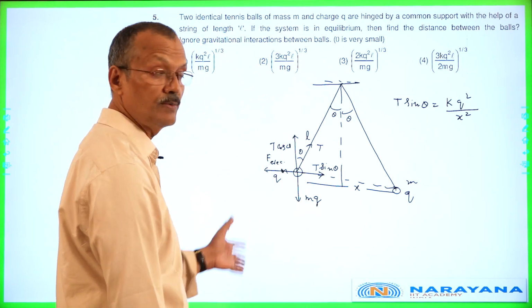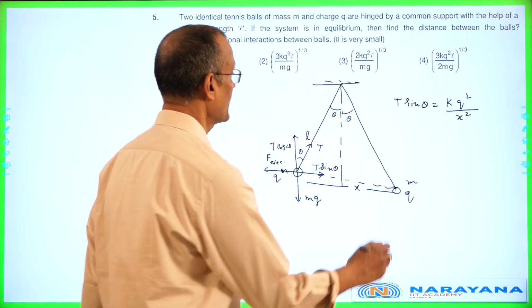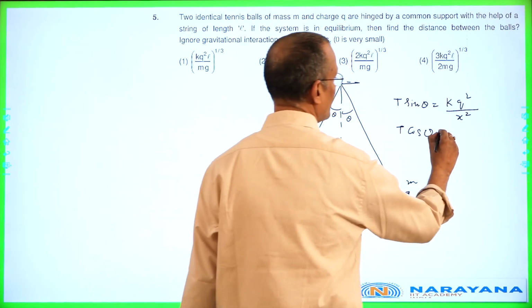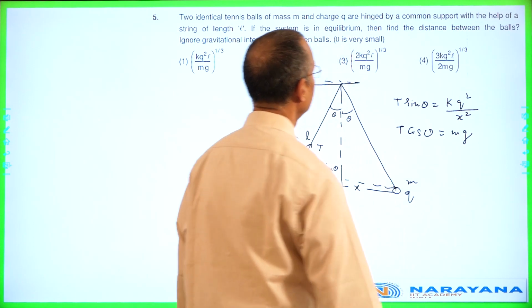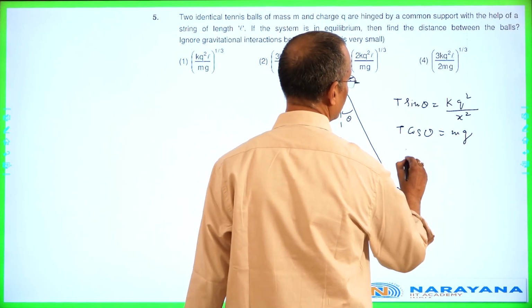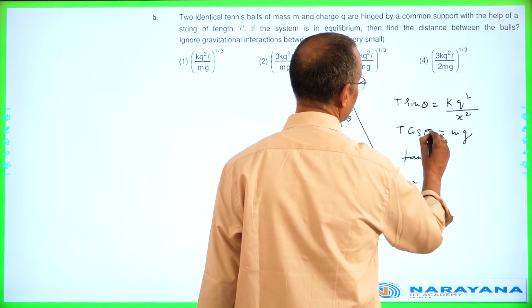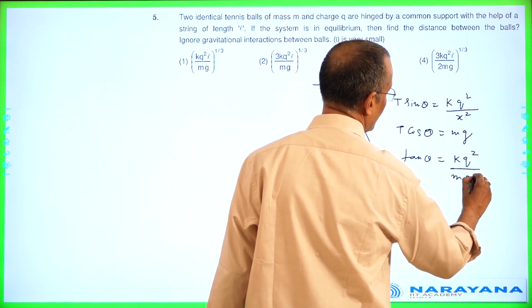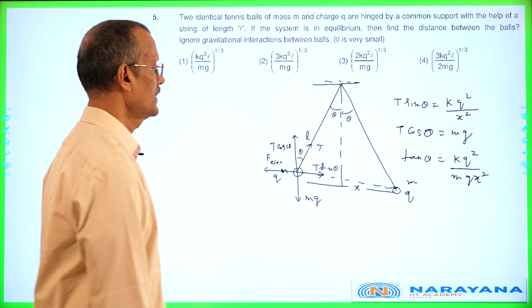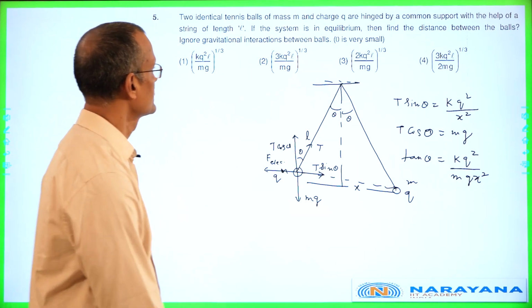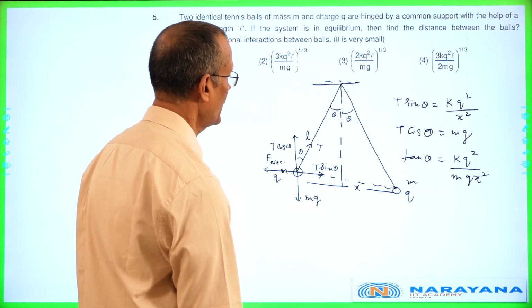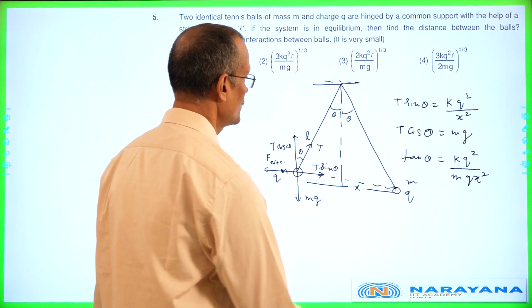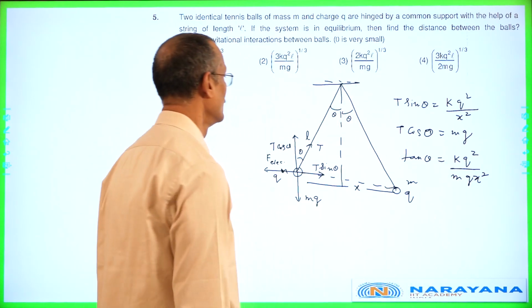even though masses are there, there will be gravitational interaction, they have neglected that. So, T cos theta, this will be balanced by mg. So, you will have, okay, tan theta, you are taking the ratio, tan theta equal to k q squared by mg x squared. Right now, they are asking you x. So if you will go for x, you will have to check mg is also there.